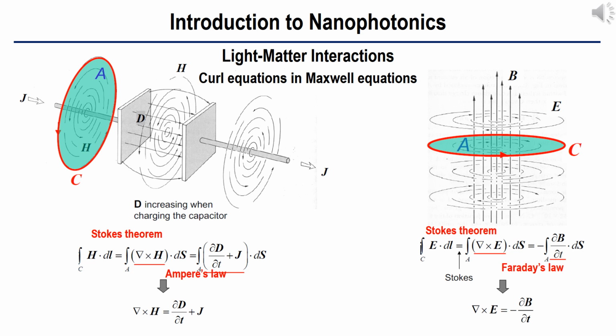In a similar way, Faraday's law can be rewritten with the aid of Stokes' theorem. Faraday's law indicates that a change of the magnetic flux density will induce an electric field around a closed loop C. This relation is also symmetric to Ampere's law. Therefore, it is not surprising that we have two similar and symmetric curl equations.